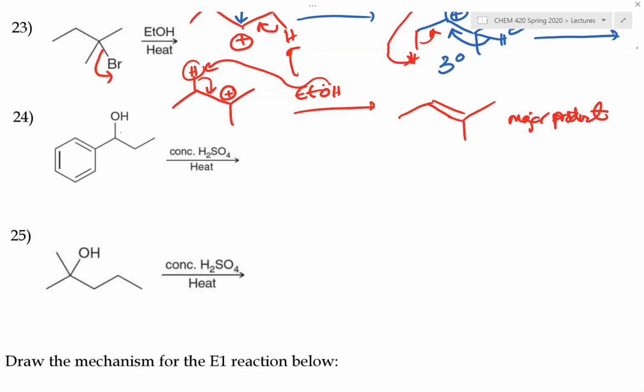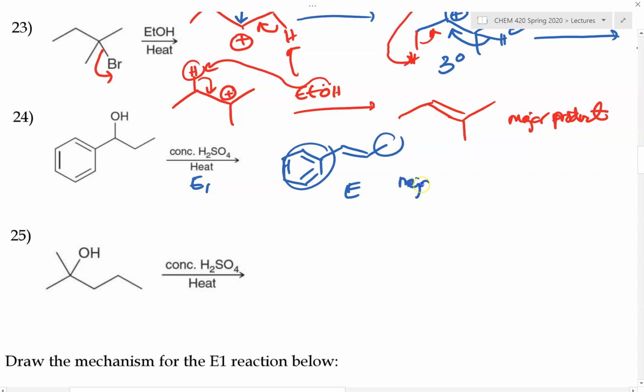And now let's go over the answer. So here in this case, it will undergo the E1 reaction mechanism, and the product that we will be producing will be this product right here. And here we are basically forming the E alkene, or the product in which the two groups are on different sides of the double bond, and this would be the major product.